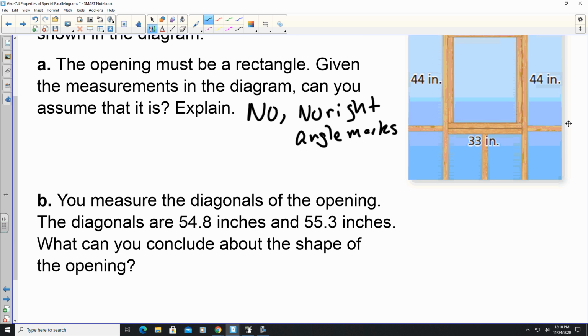So here it says that they measured diagonals of the opening. The diagonals are 54.8 inches and 55.3 inches. What can you conclude about the shape of the opening? Well, we can conclude that it's not a rectangle. All right, that's what we can conclude.